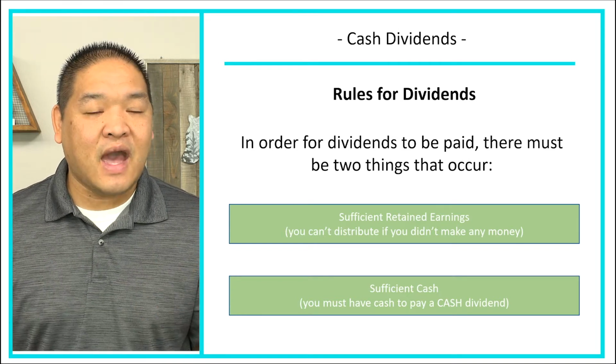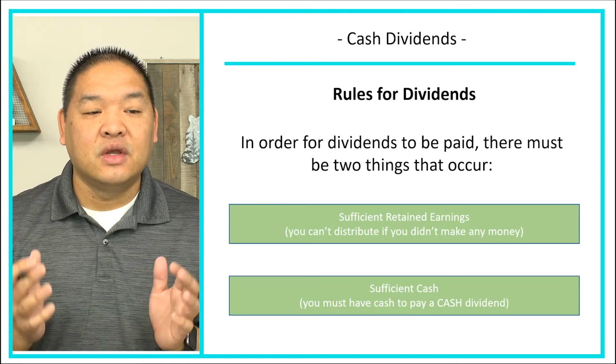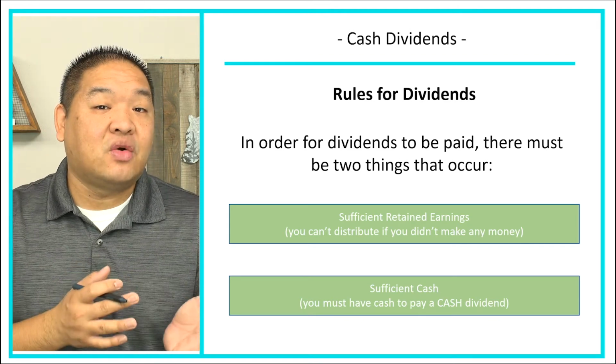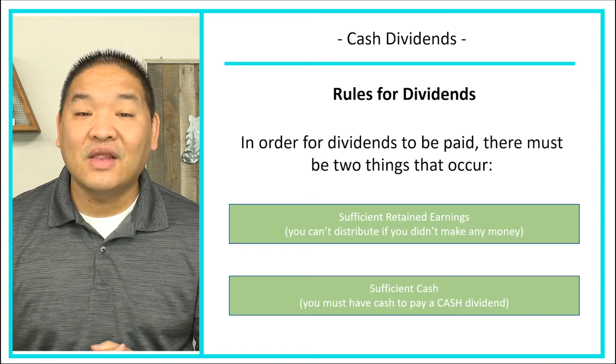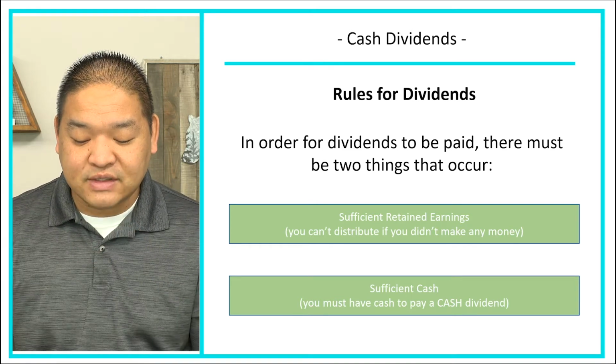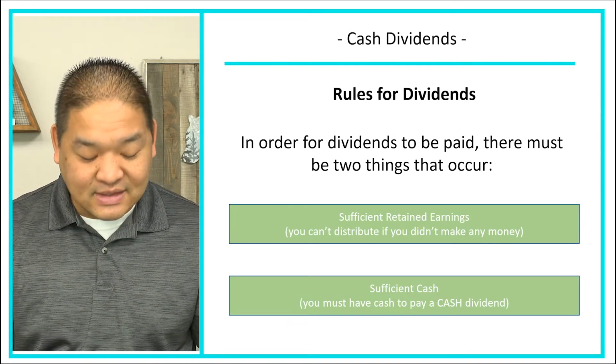Why might they not have cash? Maybe their customers haven't paid them for a lot of the goods that they sold. So maybe they are profitable, they just don't have the money to be able to pay because they're still waiting for receivables to be collected. So again, you must have retained earnings and you must have sufficient cash in order to pay a dividend.